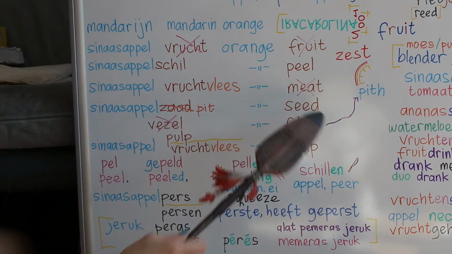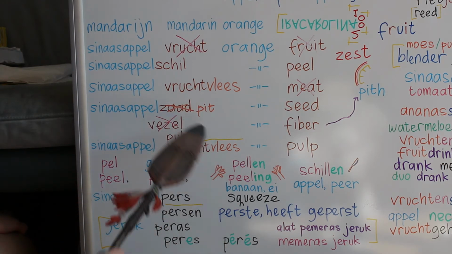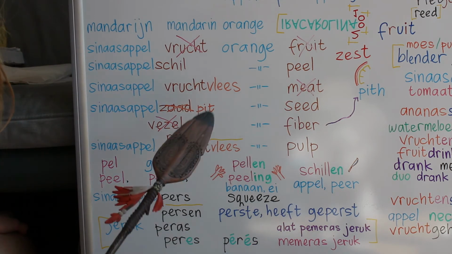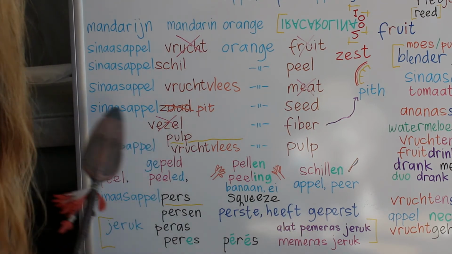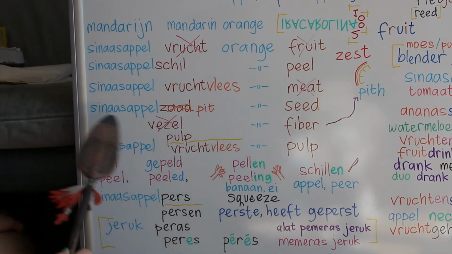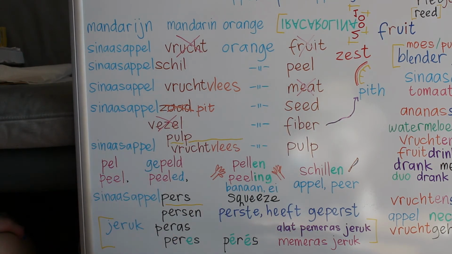Orange seed can be zaad, can be pit, but for this one we use pit. We put it together with sinaasappel: sinaasappelpit, one word.